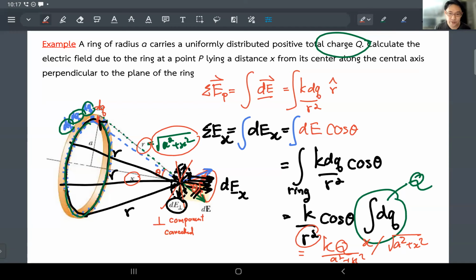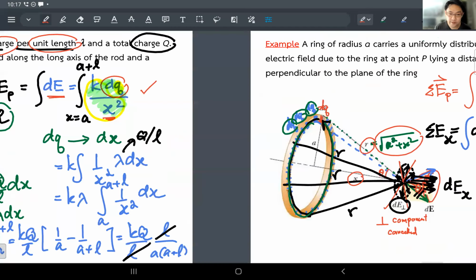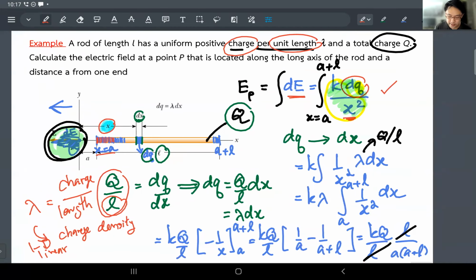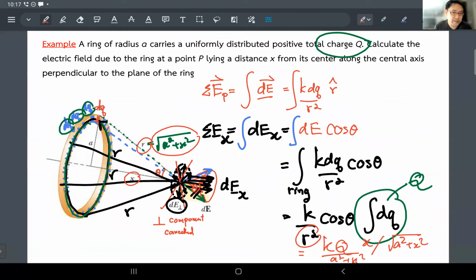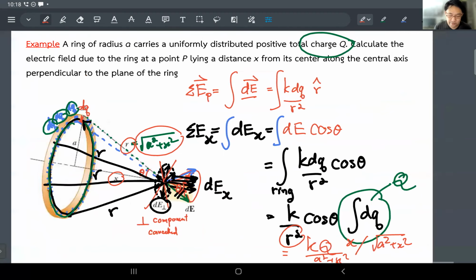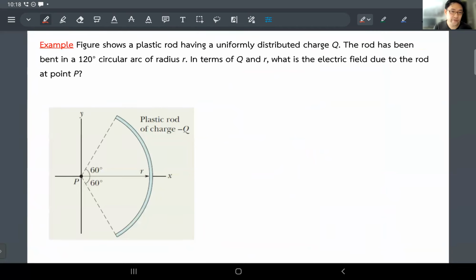We're going to combine the experience you got from this problem, just a straight rod, and this problem, a ring, where you dealt with a little bit of curved stuff. Now, find me this. The third one. The figure shows a plastic rod having a uniformly distributed charge, capital Q, even though it's negative. Let me emphasize it's a negative charge there. The rod has been bent in a 120-degree circular arc of radius r, as shown in the figure. In terms of capital Q and r, what is the electric field due to the rod at point P? Want to give it a shot first?